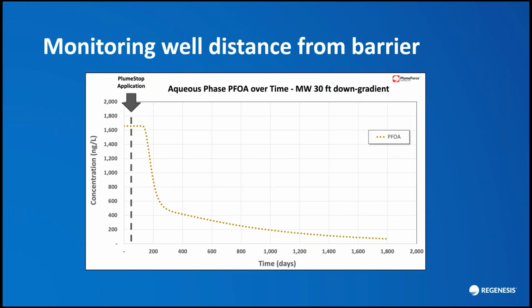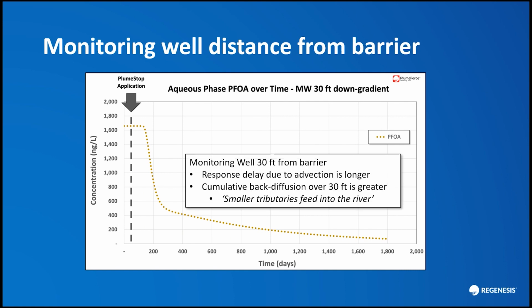So now we're at the third monitoring well, this time 30 feet down gradient from the barrier. The response delay is longer. We're only seeing things start to change 3 months or more after the barrier went in. And this itself tells us not to spend our monitoring pocket money on high frequency sampling immediately after application if the monitoring well is at a distance. And I've seen this happen.